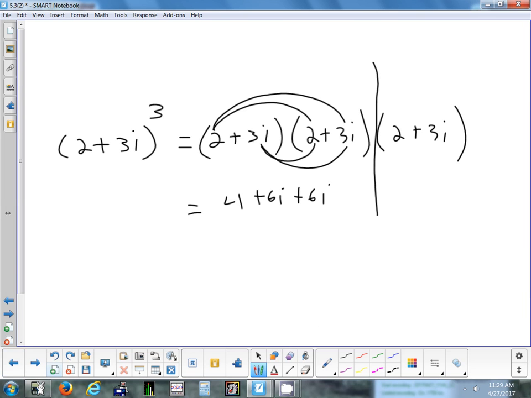9i squared, which is negative 9. And then if I combine like terms, 4 minus 9 is negative 5, plus 12i. Okay, that's what you get when you multiply the first 2 together. And then we still had one more, and now we have to do it again.